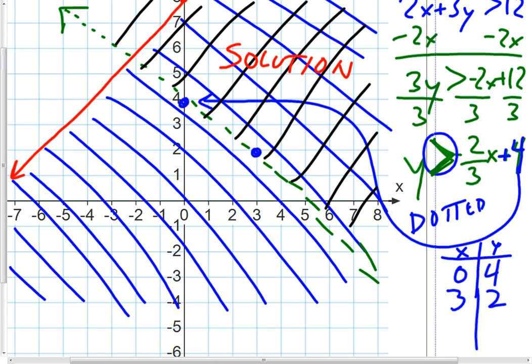Look for the overlap and label it. Solution. Some textbooks will have you write down solution area. So we don't get just 1 point, we get infinite points. Every single point in that area.